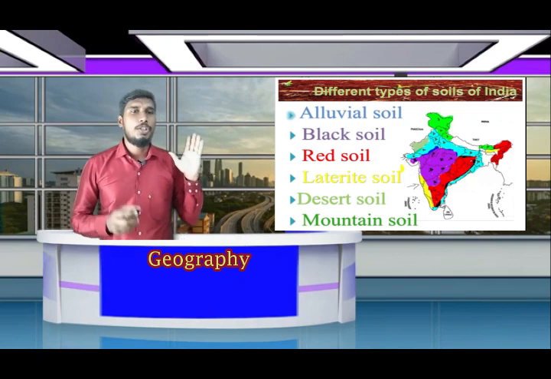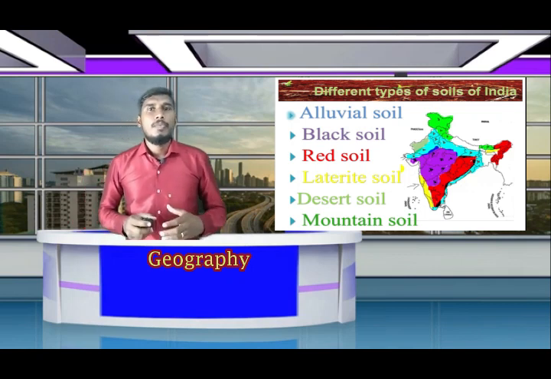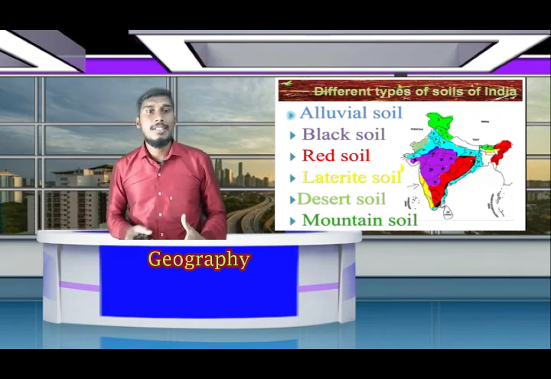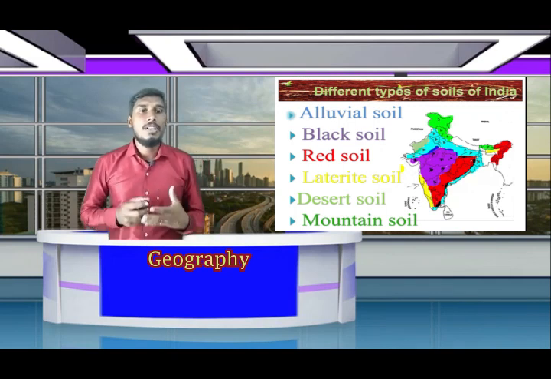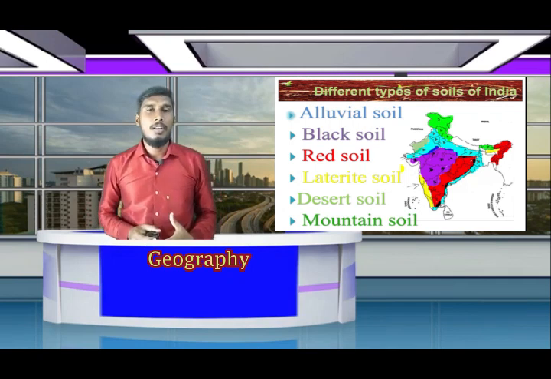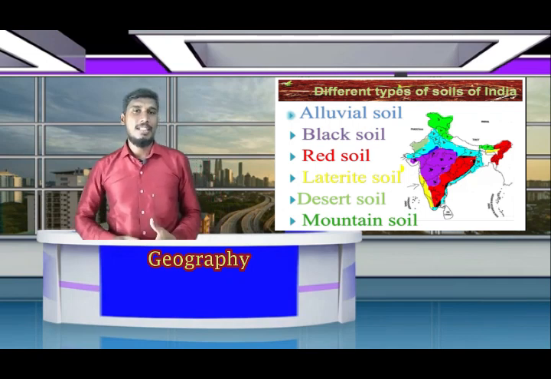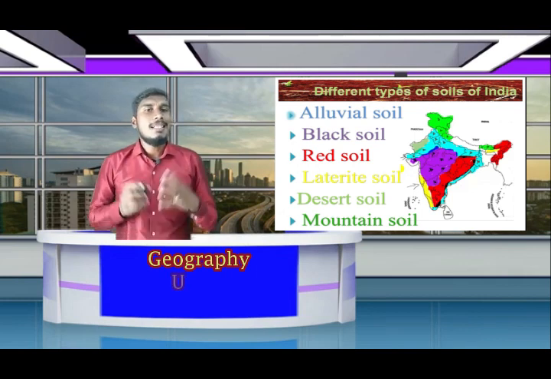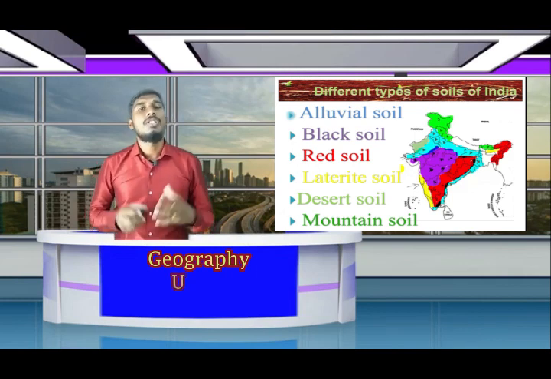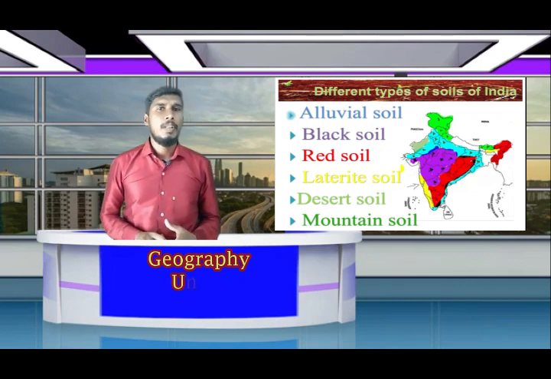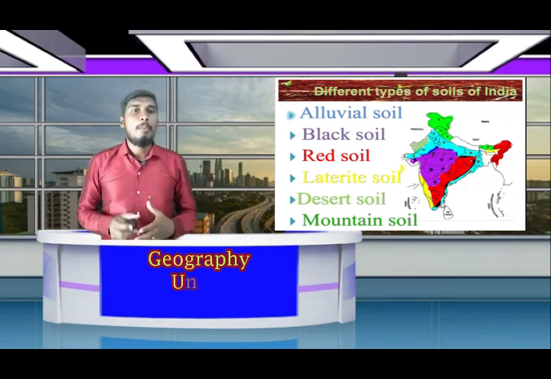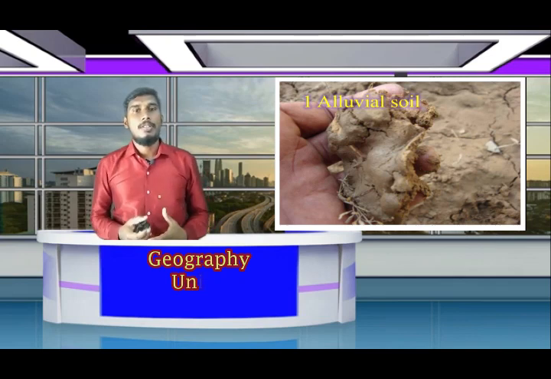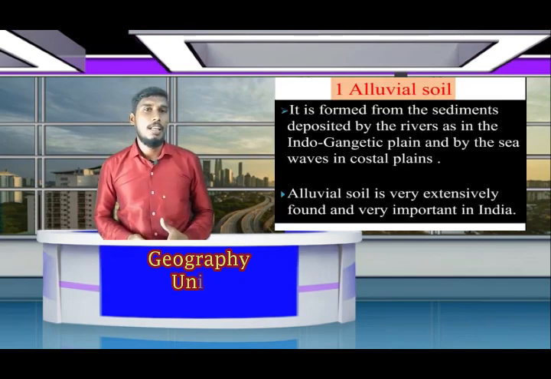As you could see in the picture, the alluvial soil, black soil, red soil, laterite soil, desert soil, and mountain soil. These are all the 6 different types of soils in India. Let us learn one by one. The first one is, you are right, alluvial soil.